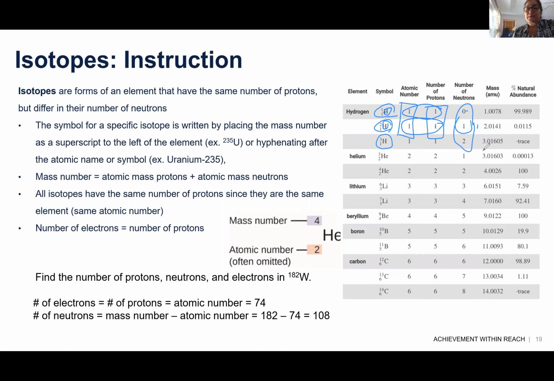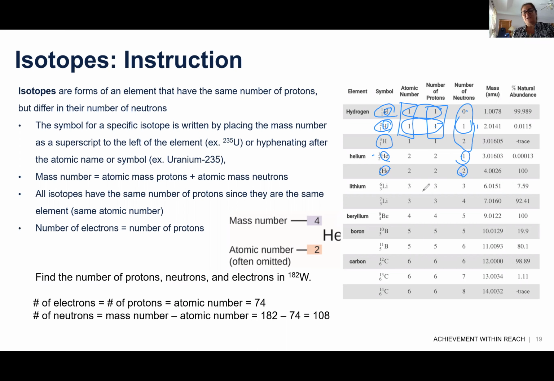Okay. Helium. How many isotopes do we have for helium? We have 2 isotopes. That is helium-3 and helium-4. Helium-3 has 1 neutron. Helium-4 has 2 neutrons. And for helium, the number of protons, or the atomic number, is going to be the same.